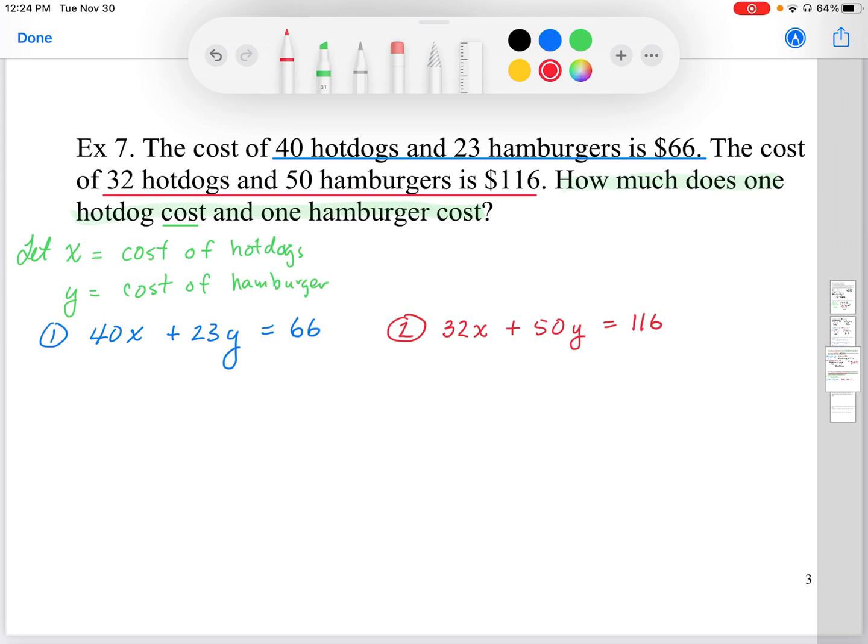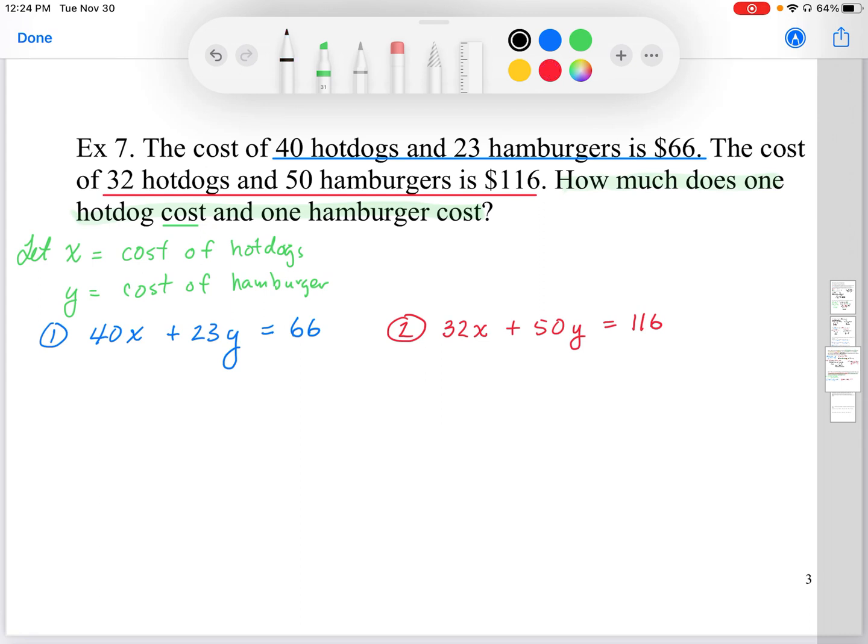So again, I have dollars and dollars equals dollars. That's all consistent. I can't have hot dogs plus hamburgers equals dollars. That doesn't make sense. So I have the cost of the hot dogs plus the cost of the hamburgers equals the total cost. Once I've done that, I now have my system of equations.